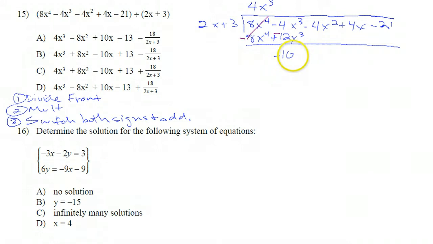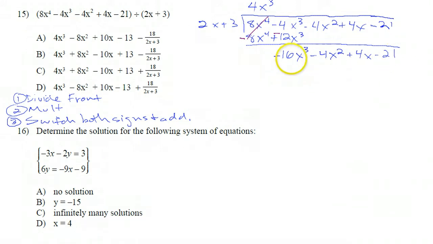negative 16x to the third. I can bring down the next one, or I can actually just bring down everything, because really we're just taking all these and adding nothing to it. So I'll just take down everything this time. And now I see my new front is now negative 16.